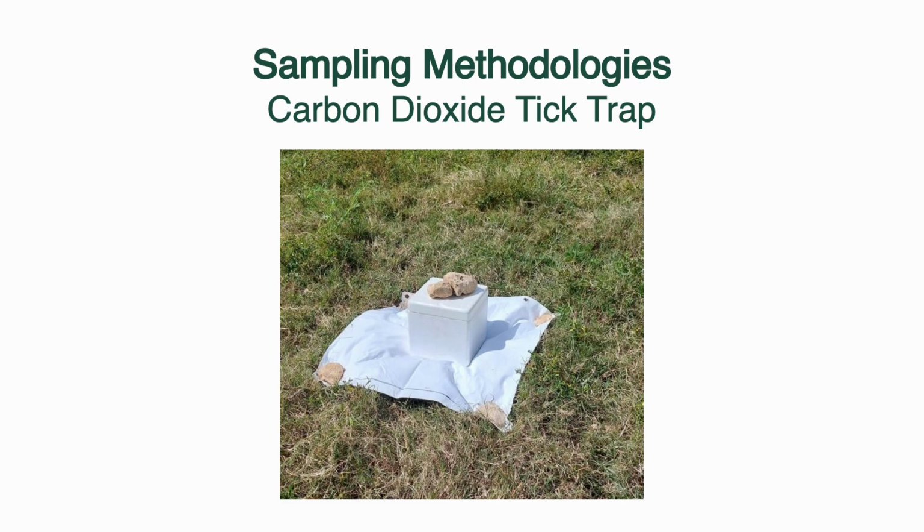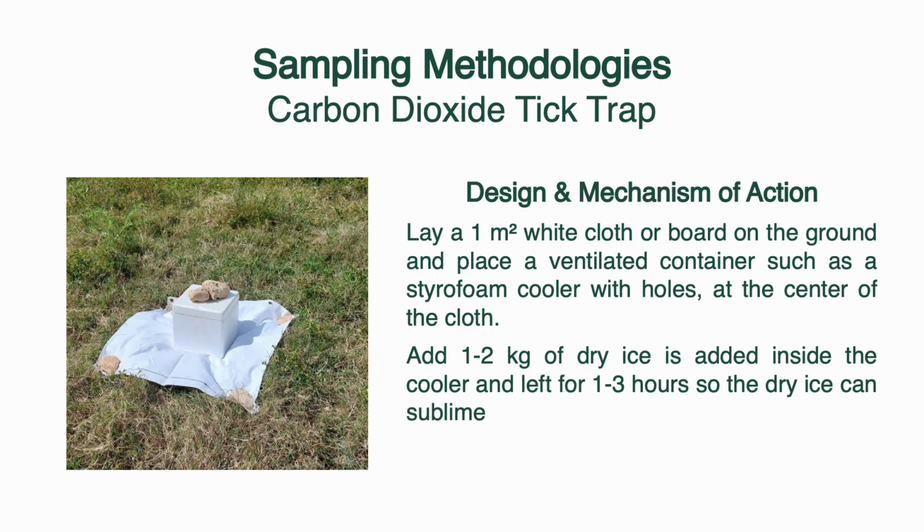The second tick trap on our list is the carbon dioxide tick trap. This trap is a passive collection method designed to attract and capture ticks by utilizing carbon dioxide gas or using dry ice as a chemical lure that simulates host respiration. In the dry ice trap method for tick surveillance, a white cloth or board measuring approximately 1 square meter is laid flat on the ground to provide contrast for detecting ticks.